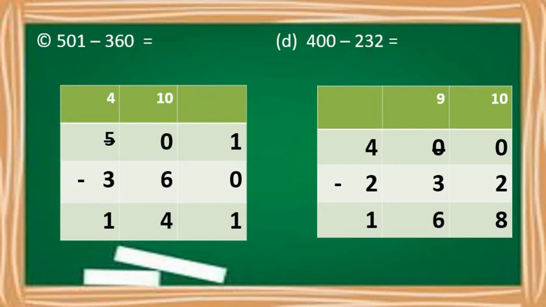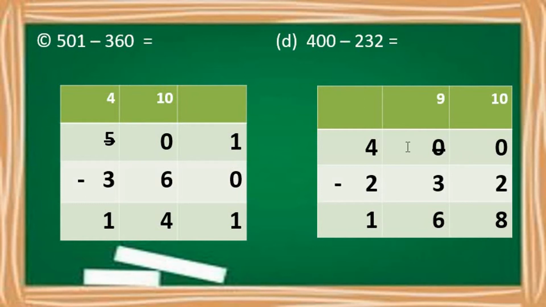400 minus 232. So here 400 minus 232. Now let's solve this question. 0 minus 2. Is this possible, all students? Can we take 2 from 0? No, we cannot take 2 from 0. So what can we do then? Take the borrow. 10 minus 2. So how many? 8. 10 minus 2 is 8.